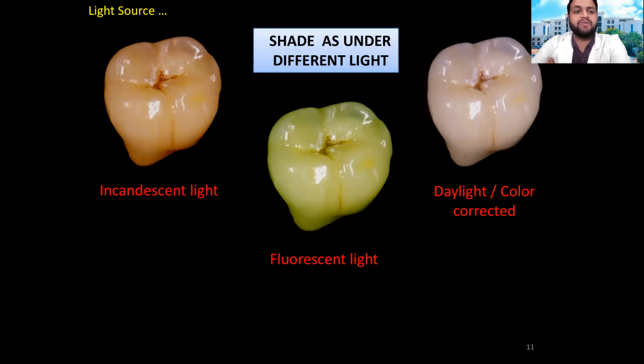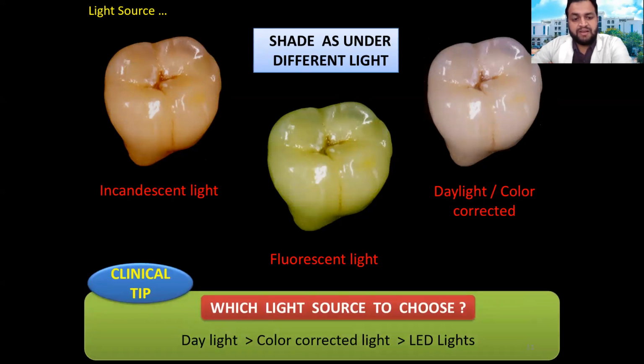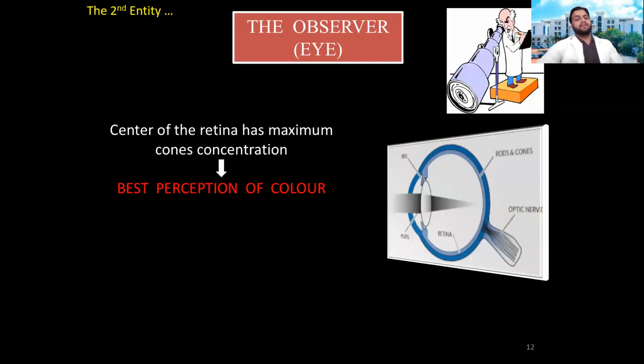So this is the same thing. We call this entire phenomenon metamerism. That is, the same object appearing in different colors under different light sources. So which light to select is the clinical tip you would like to take from this. You need to always go for daylight for your shade selection.